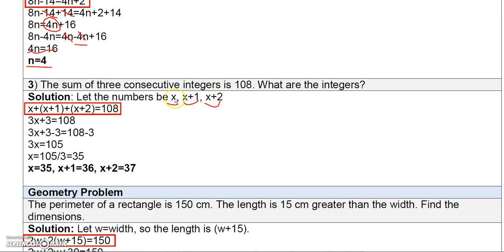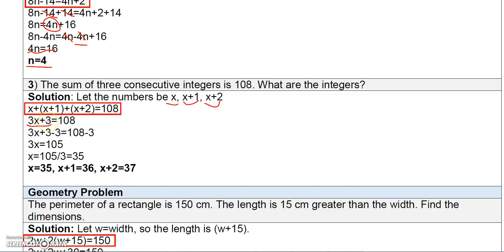Okay, so now what does it say about these 3 consecutive integers? It says if we sum those 3 integers, we get 108. So let me show you the sum. Here's the first integer, and then x plus 1 is the second integer, and x plus 2 is the third integer. So notice I'm adding the 3 integers together, and when you add, you get x plus x plus x, which is 3x. And then you get 1 plus 2, which is 3. And so you end up with 3x plus 3 equals 108.